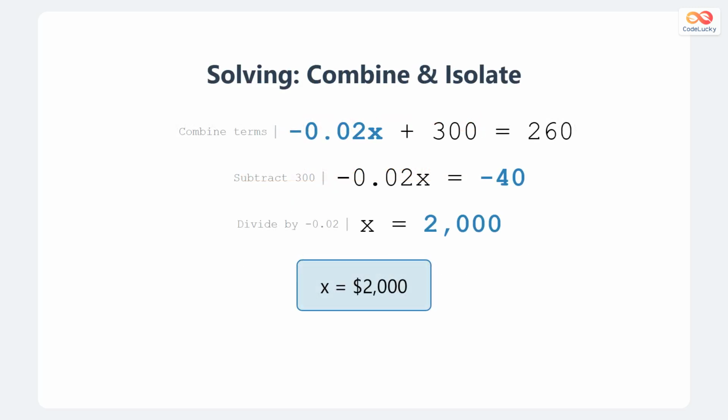Next, we combine like terms. 0.04x minus 0.06x gives us negative 0.02x. Then, we subtract 300 from both sides to isolate the x term. Finally, dividing by negative 0.02 gives us an answer for x of 2,000.